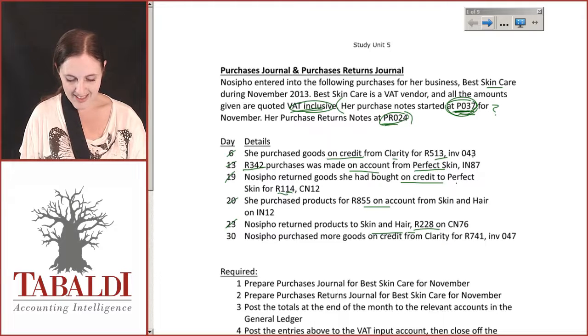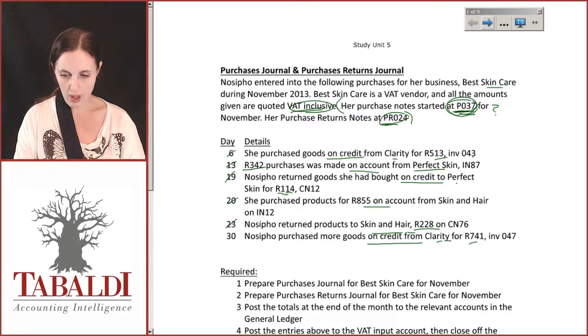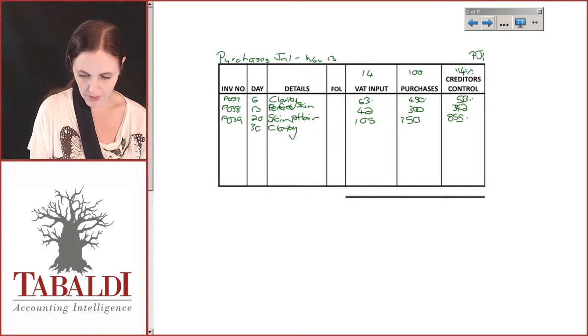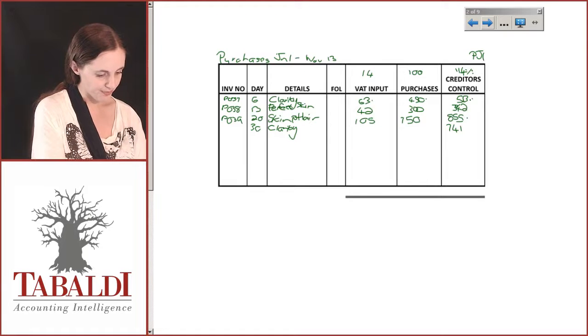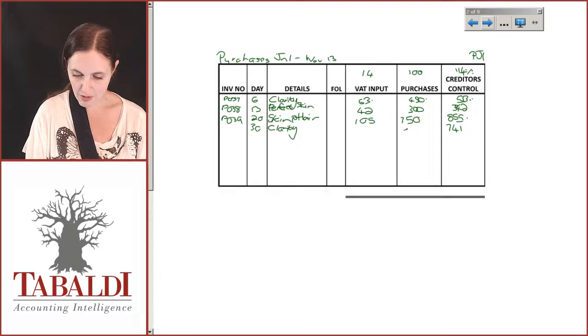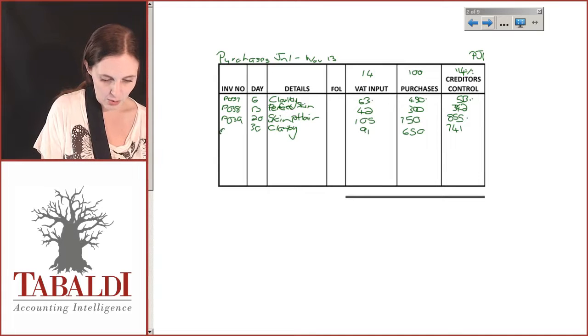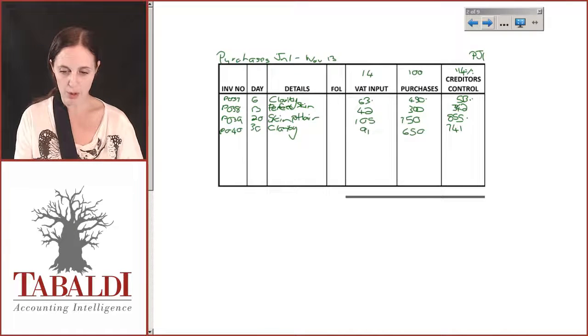So we've now covered the 23rd. On the 30th, she purchased more goods on credit from Clarity for 741 rand. So on the 30th, again from Clarity for 741 rand, divided by 114 times 100 gives us 650. That gives us 91, and that obviously would be the next number in line, which is PO40. And that is our purchases journal and our purchases received journal.